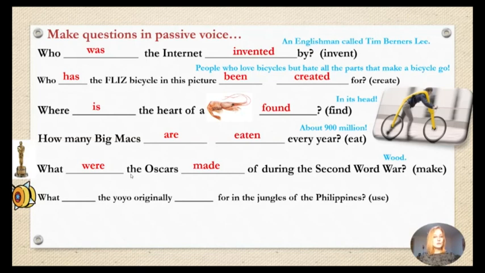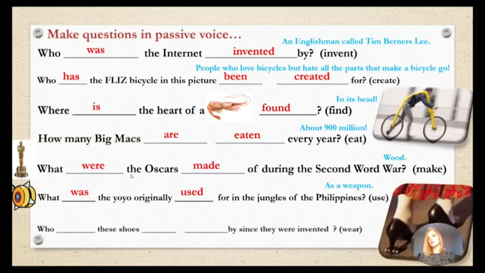This is a yo-yo. It's a toy, or we would think so. But listen to this. The word originally should tell us that we are talking about the past. That's something that was in the past and today it isn't. Okay. What was the yo-yo originally used for in the jungles of the Philippines? It was used as a weapon for fight.